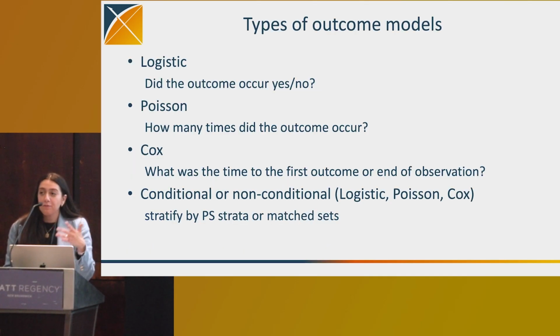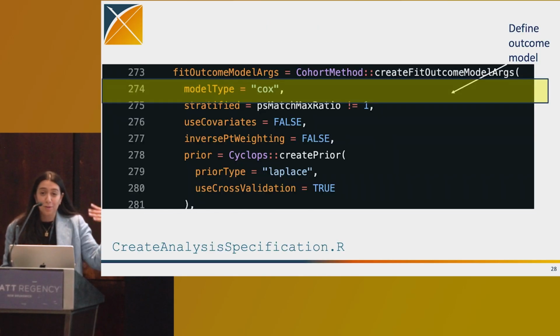For the outcome model, we have a few different choices depending on what we're trying to evaluate. You could do a logistic model, where you're just asking whether or not the outcome occurred as a binary, yes or no. A Poisson model would be the number of times that the outcome occurs. And Cox is what we use most commonly, which is the time to event. Usually we use the Cox model, so this isn't changed, but in the fit outcome model args parameter, which is in the create analysis specification script, you can change this model type to one of those other models if that's relevant.